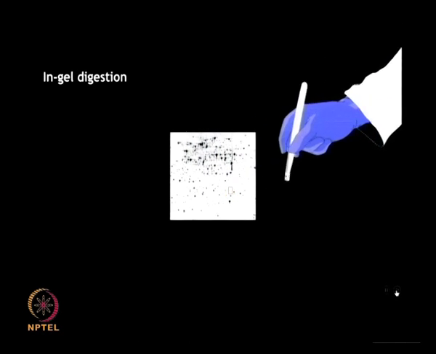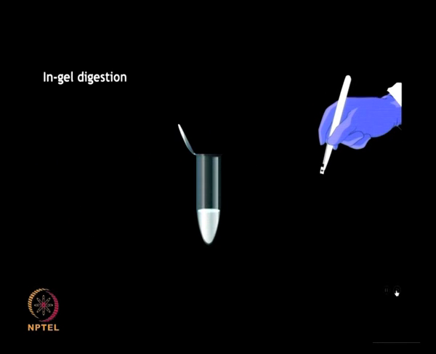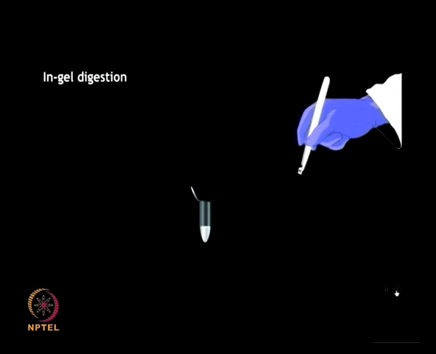Depending upon the application, if you have purified a protein, you can separate that on the gel and then cut that band, or if you have a mixture of proteins in a 2D gel, you can just excise that particular spot. The spot can be dissolved in a suitable buffer.